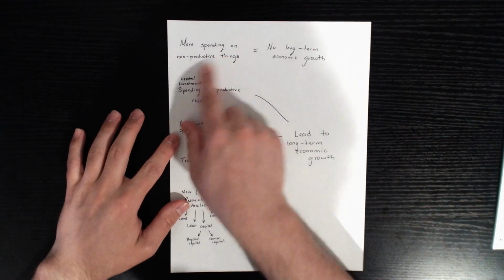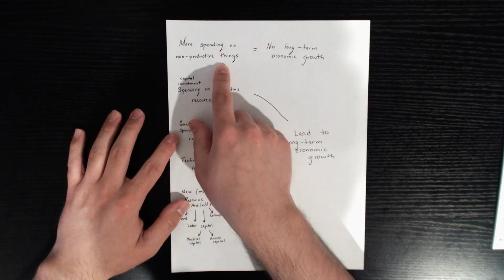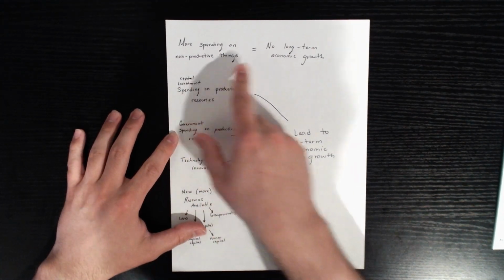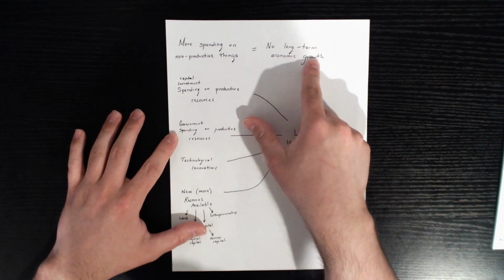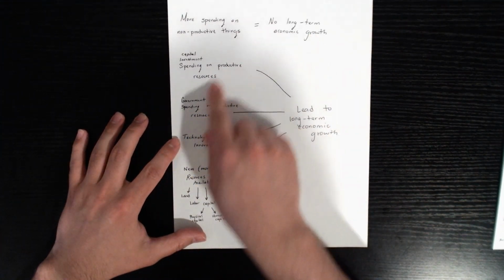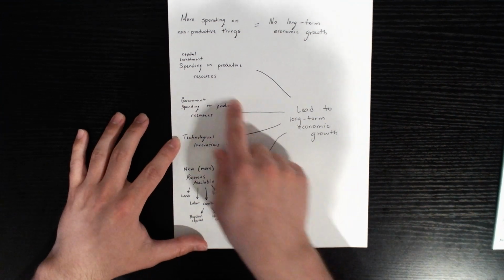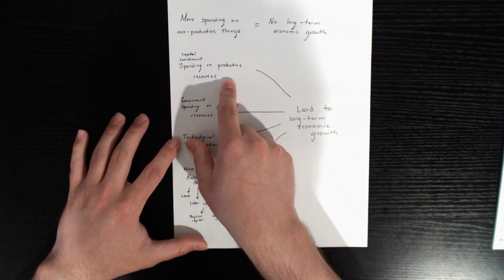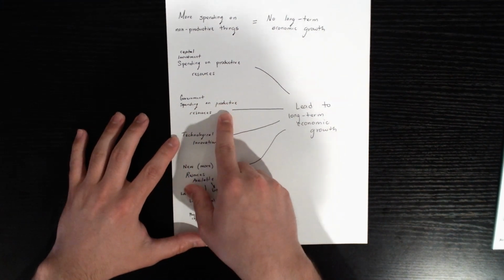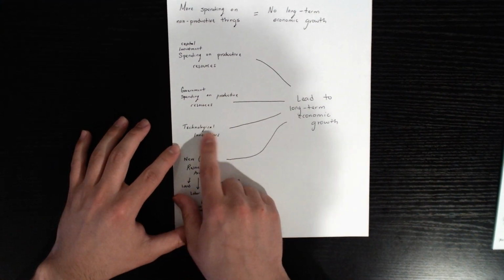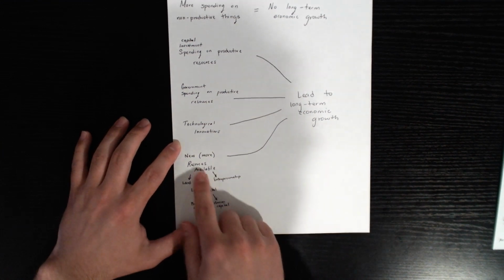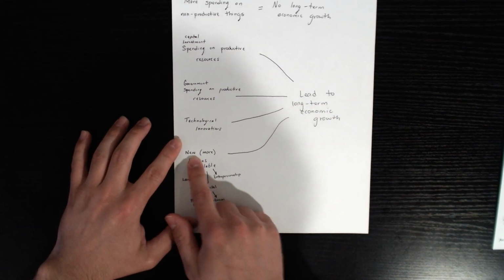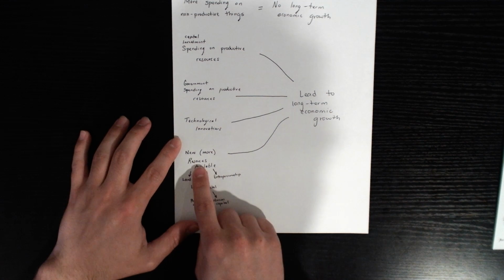Now, just more spending on things that are non-productive, like a cheeseburger, does not lead to long term economic growth. These are the things that lead to long term economic growth: capital investment spending on productive resources, government spending on productive resources, technological innovations, and a new discovery of more resources.